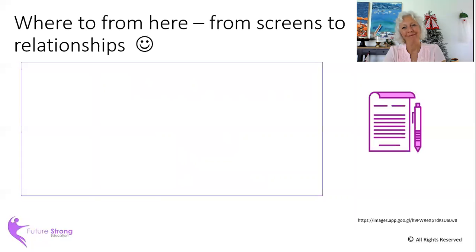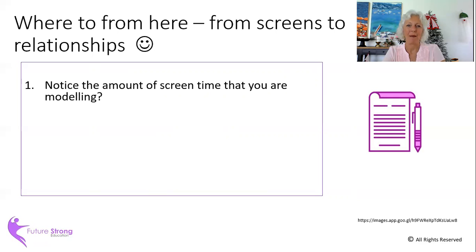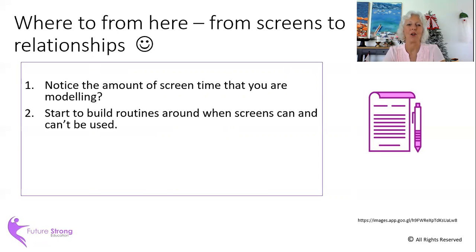So where to now? Because we want to move from screens to stronger relationships in our family. So to start with, notice the amount of screen time that you're modelling. Look at your own habits as a parent or as a teacher, educator. Look at your own habits with your screen time. Start thinking about routines when screens can't be used and when it's okay to have a screen with you, or when it's okay to be playing at some sort of video game or watch TV or just be looking at something on Google, exploring Google.